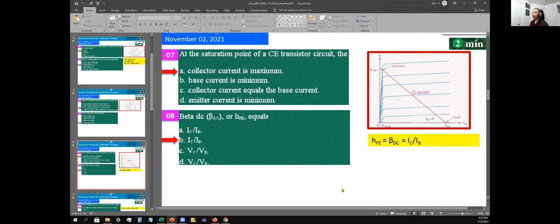Number 8, the beta DC is equal to IC over IB. This is the symbol for it; if you look at the data sheet, it's lowercase h and then capital FE. That represents your DC gain. It's going to be IC over IB. So the answer is B as in Bob for number 8. Okay, any questions on 7 or 8? Okay, no questions. Next.